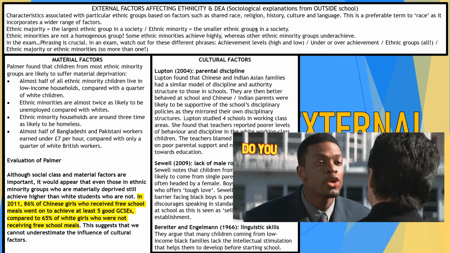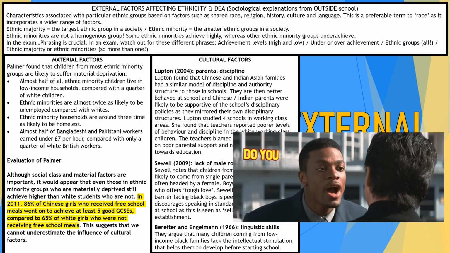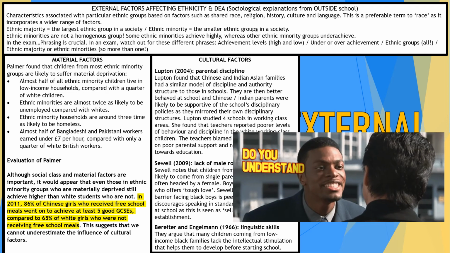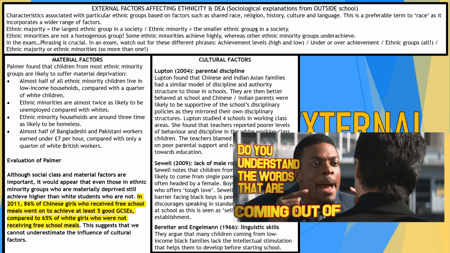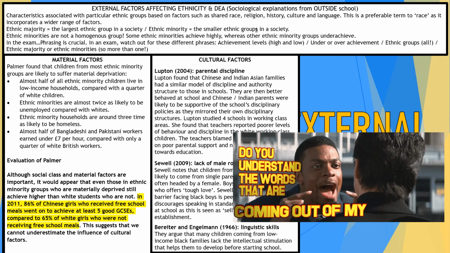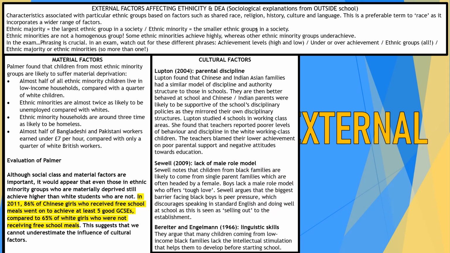Brereton and Engelmann also talked about linguistic skills. Now again, this is 1966, probably likely to have changed, particularly because this was America as well. But they also argued that low income black families tend to lack the resources to develop intellectual stimulation. Now again, this does overlap with material factors because it's the lack of money to buy resources.